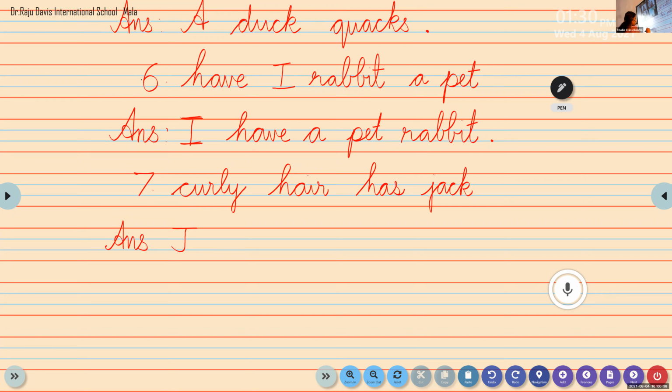So Jack has to come first. Very good. Jack has. What does he have? Curly hair. Okay. Jack has curly hair. So we are talking about Jack in the sentence. So Jack has curly hair. Yes. Very good.